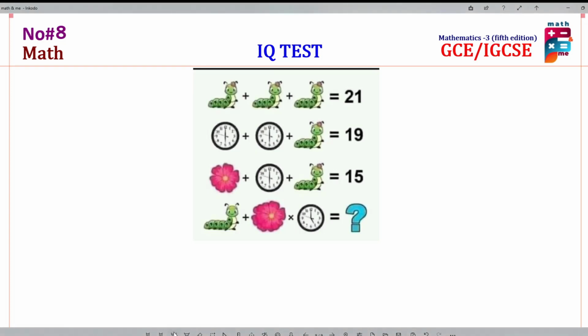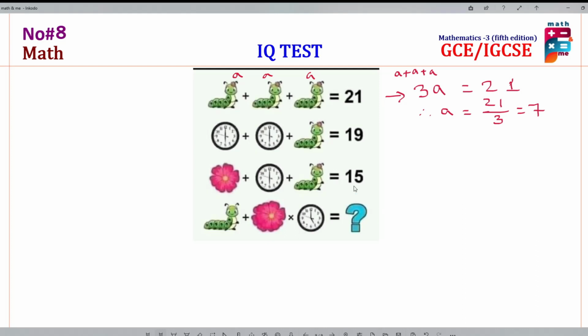In this case, we can keep something like this: insects we can take as A. So A. It means 3A equals 21. Okay, A plus A plus A means 3A, so 3A equals 21. So A means 21 divided by 3 equals 7.